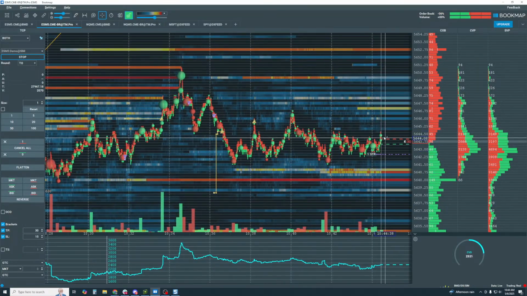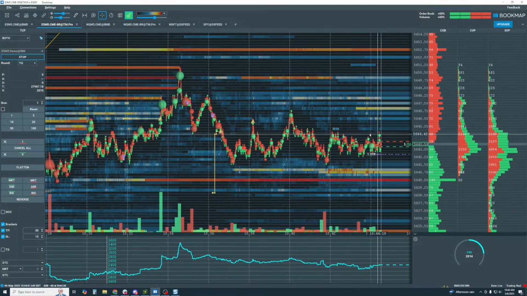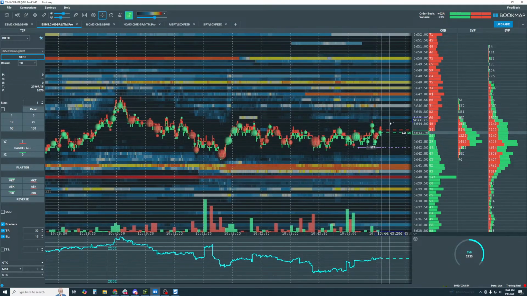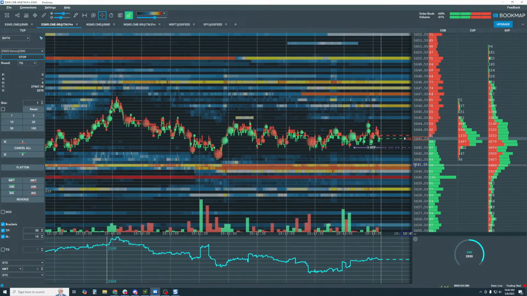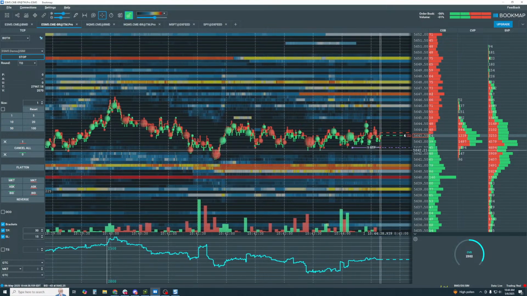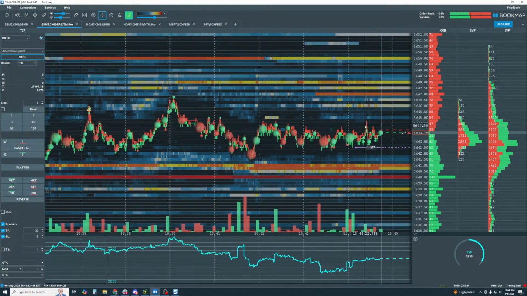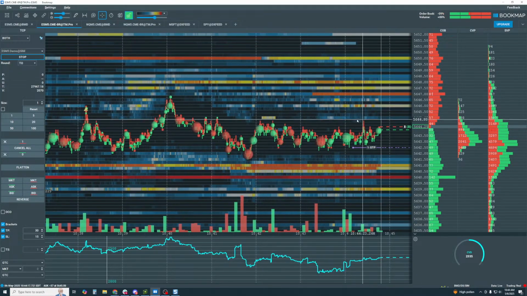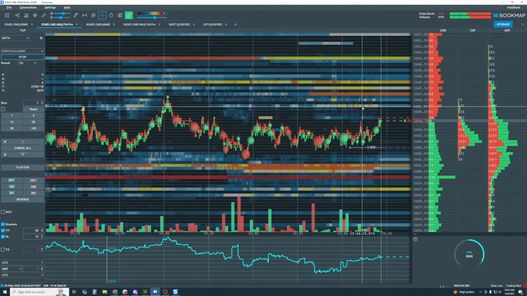Now we're starting to find a little bit, and it fails, back up to the top of this little range. Do we get sellers in here? Not yet. No sellers yet. Now let's see if the sellers can sweep the order book into this liquidity down here at 40. That would mean these buyers in here likely would be covering.